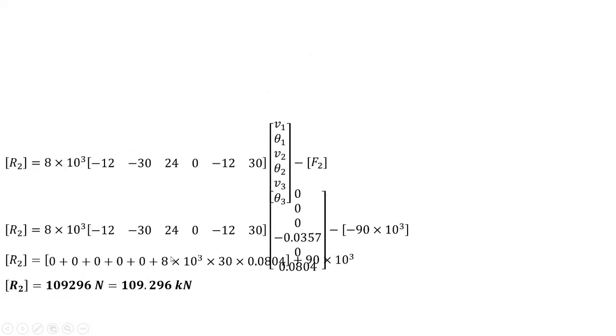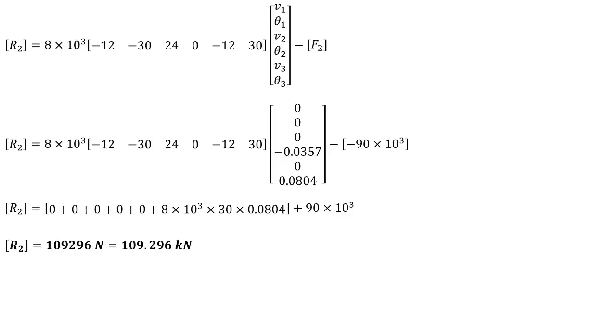Now similarly, when I consider the third eliminated row, I'll get the value of R2. So that is what I have considered here. Same procedure. The eliminated row values are multiplied with the 6 displacements, then that will be equal to F2. When I take that F2 to the LHS, minus of minus, it will become a positive value of plus 90. And when I solve this, the total value of R2 is 109.296 kilonewton. That is the value.